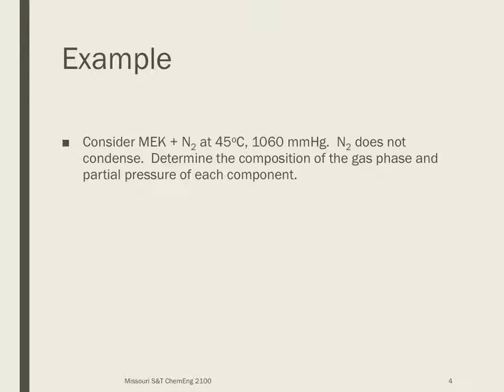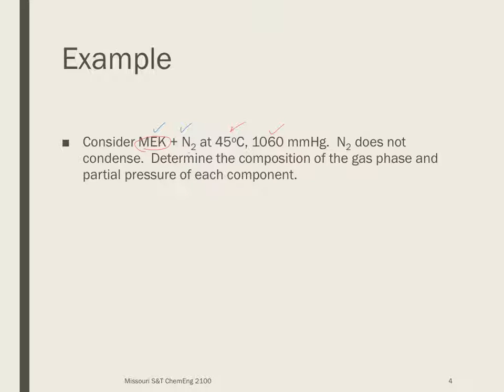So let's look at an example. In this case, I have MEK, methyl ethyl ketone, and nitrogen. The system is at 45 degrees C and 1,060 millimeters of mercury. So I've specified I have two components, and therefore I have specified two intensive variables, temperature and pressure. In this case, nitrogen is not going to condense. This, however, the MEK, will condense.